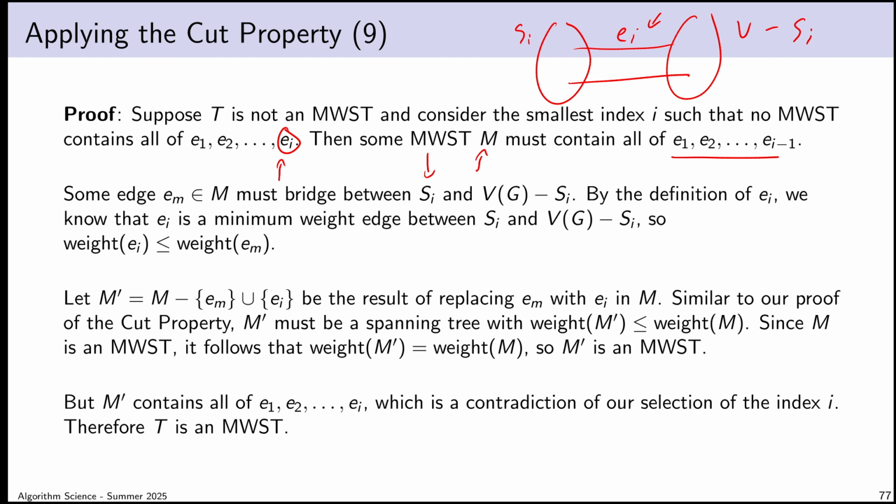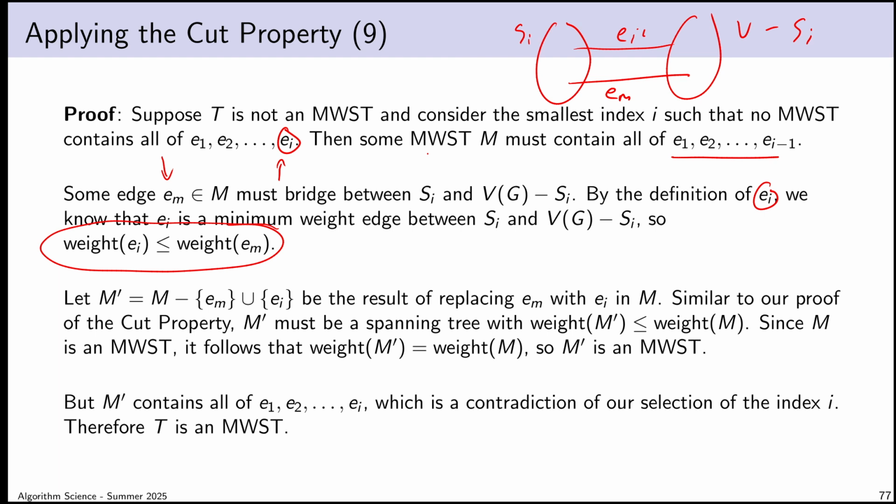So there has to be some edge in M that bridges between Si and the other side. Some edge EM, which is in M, must bridge between Si and V minus Si. By the definition of EI, EI is the minimum weight bridging edge between those two pieces, so the weight of EI is less than or equal to the weight of EM. So there's EM and then there's EI. Notice how this is basically just the proof of the cut property again. We're doing pretty much the same thing there. Having this as a separate proof, though, is really helpful for later.